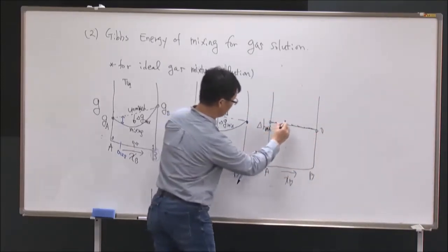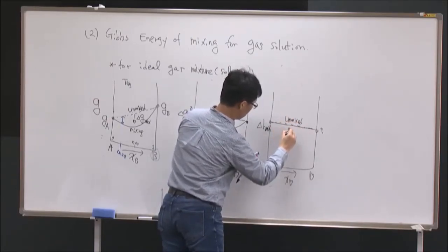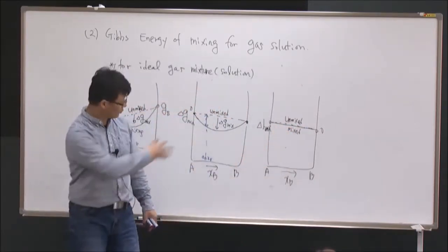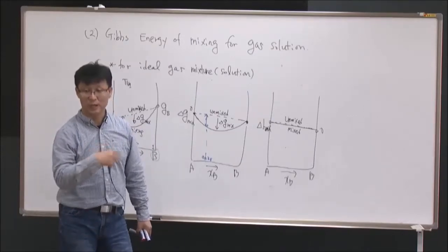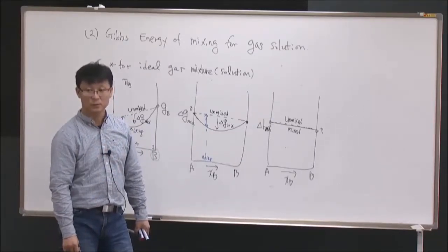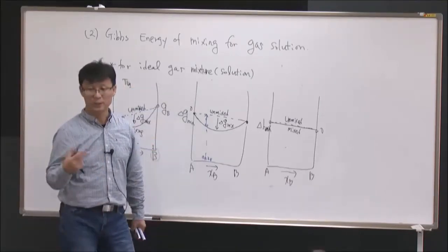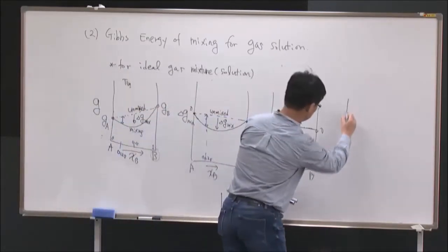So after mixing, the unmixed state and the mixed state, it's the same, yeah? There's no difference because delta H of mixing is equal to 0 during this kind of ideal mixing. Okay? This is ideal gas, ideal mixing. No chemical reaction involved so far. Okay? And now delta S of mixing.